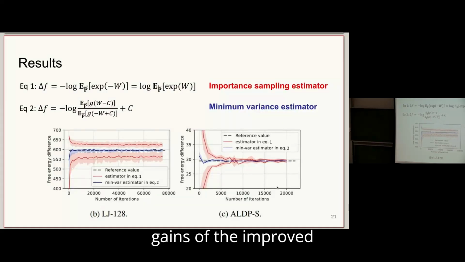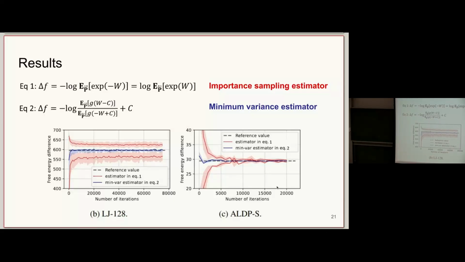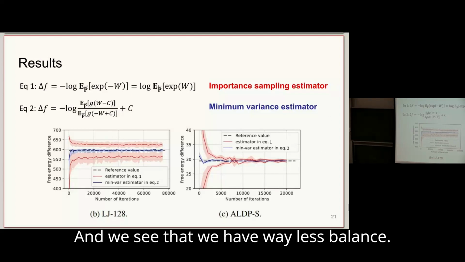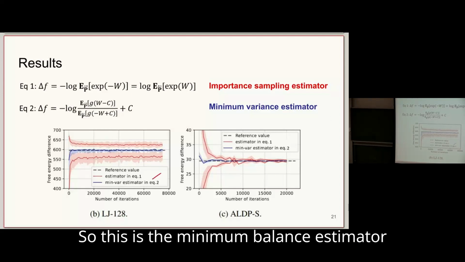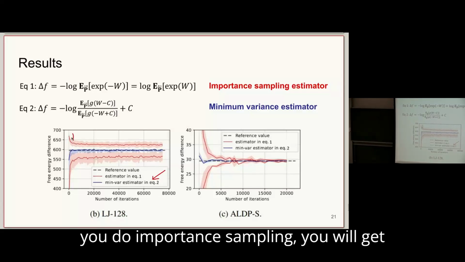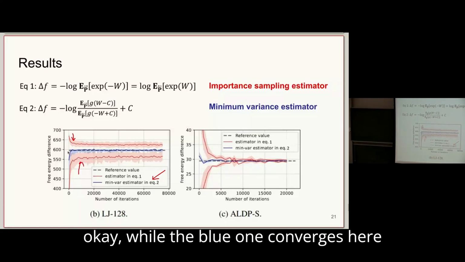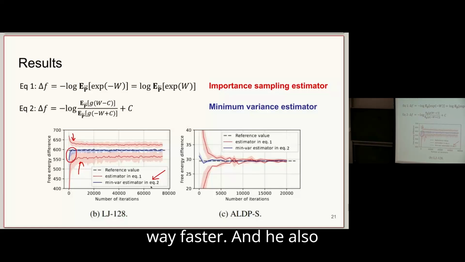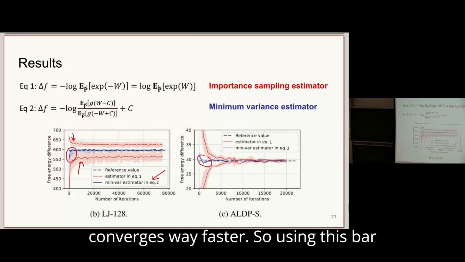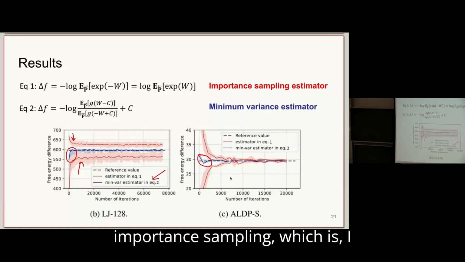We can see the gains of the improved estimator using this BAR approach, and we see that we have way less variance. So this is the minimum variance estimator that uses the BAR approach, and if you do importance sampling, you will get results like these red curves, okay? While the blue one converges here way faster, and here also converges way faster. So using this BAR approach is way more effective than doing importance sampling, which is what we would expect.